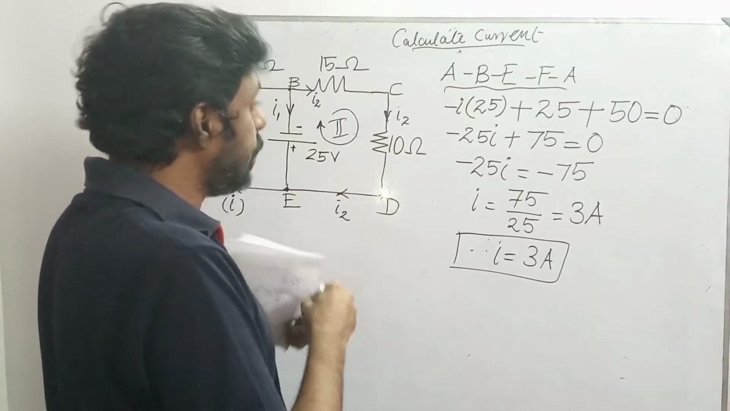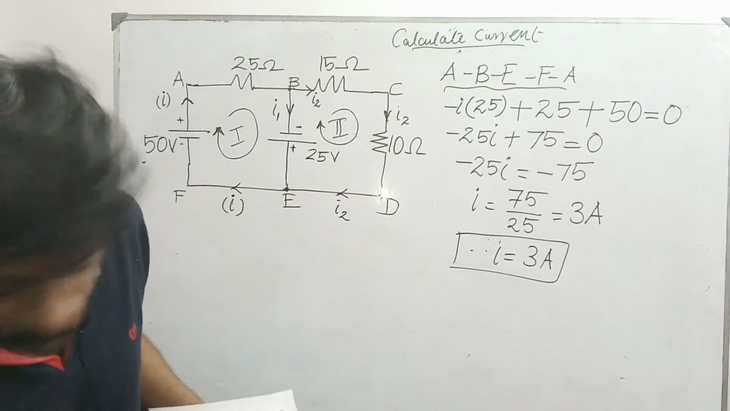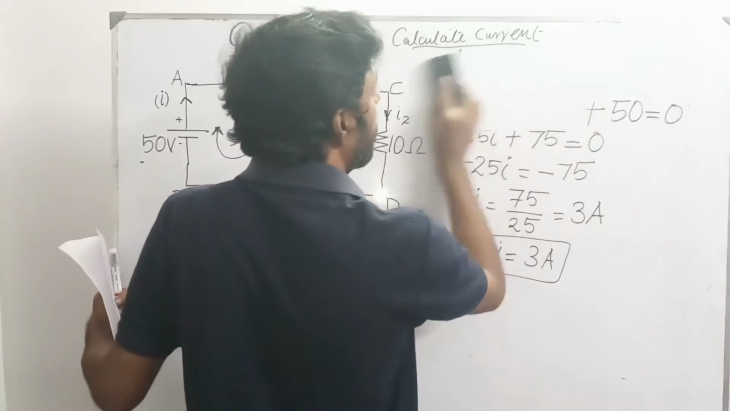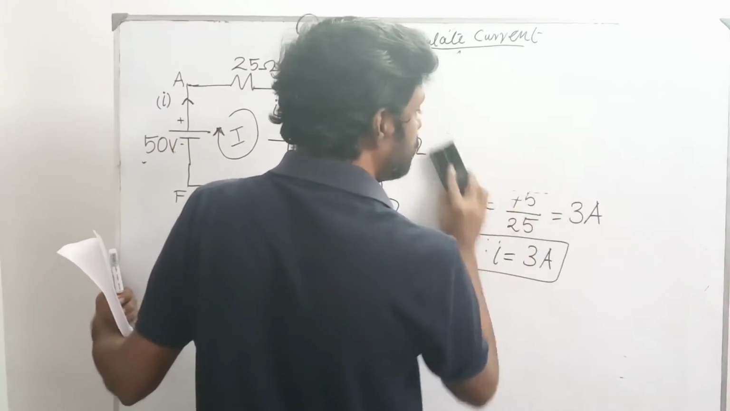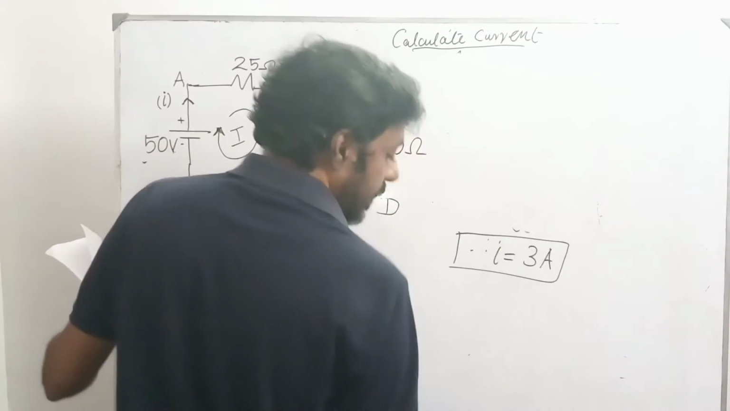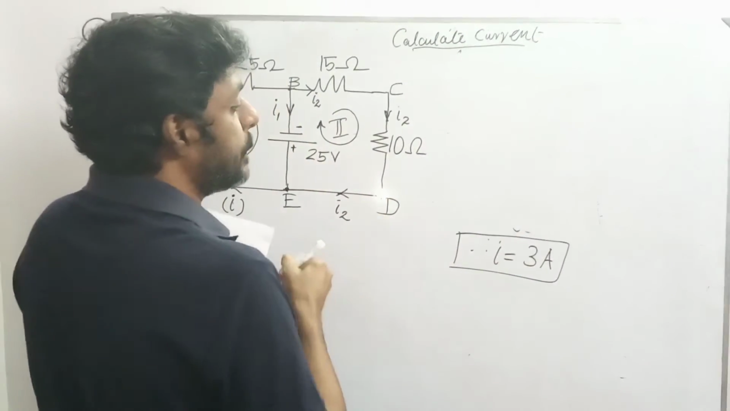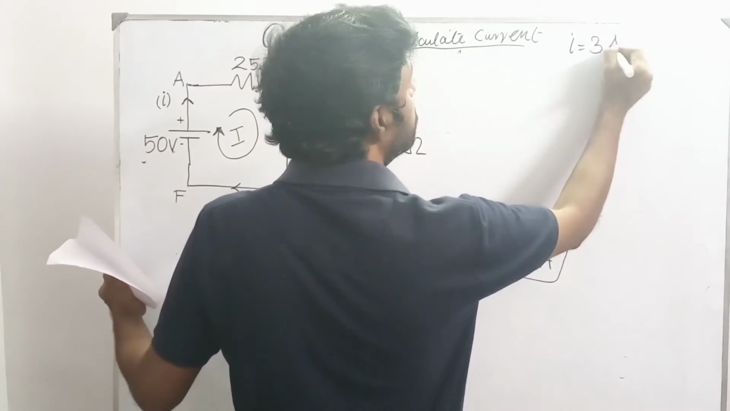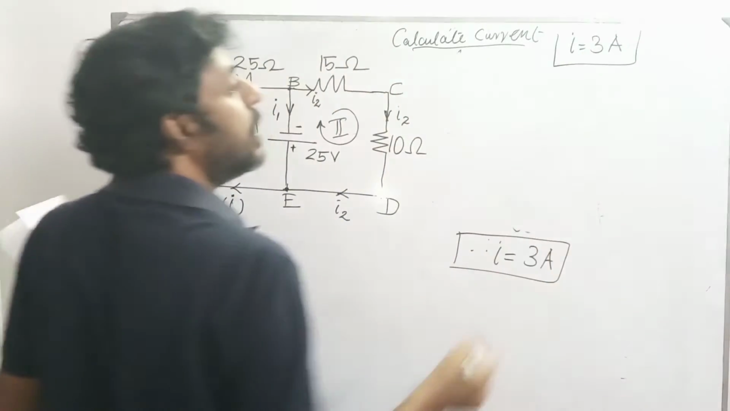I am going to erase this working, and I'll write the value separately over here. So the value of I is equal to 3 ampere.